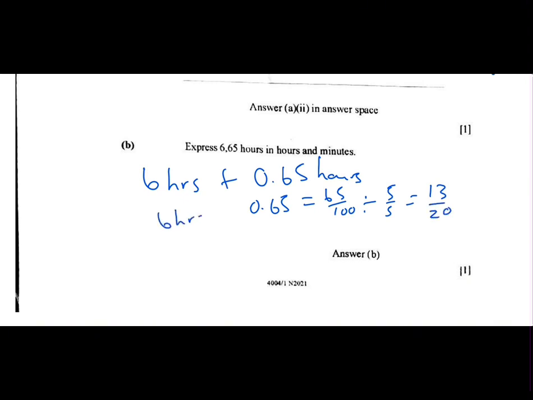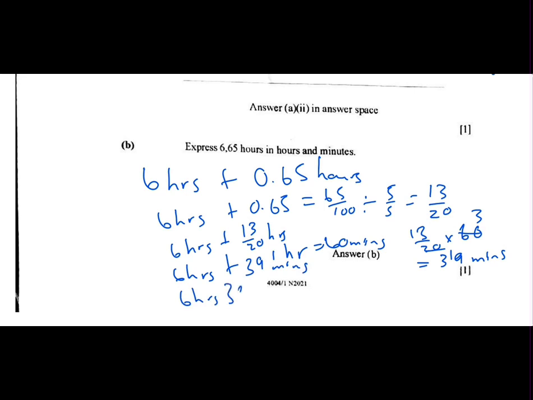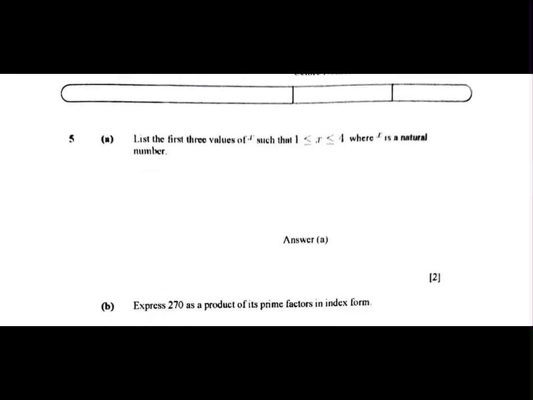Then we express that 13 over 20 as a fraction of 1 hour. So 6 hours plus 13 over 20 of an hour. We will need to multiply 13 over 20 times 60 so that we can get the number of minutes, since 1 hour has got 60 minutes. So 13 over 20 times 60 gives us 20 into 60 is 3, 13 times 3 is 39. So therefore, 6.65 hours in hours and minutes is 6 hours and 39 minutes. Okay, so always remember to write all the units in their correct form.